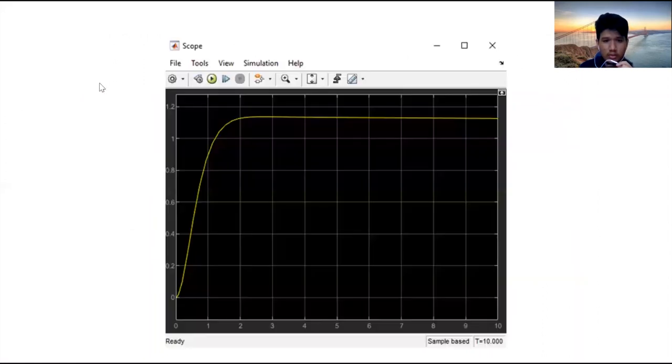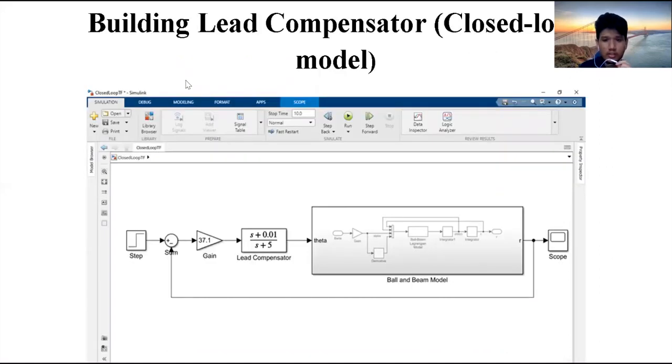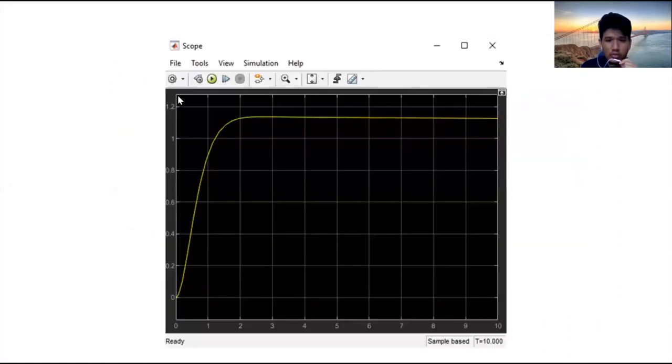So the output of the ball and beam model is linked to the negative input of the sum block, while the positive input of the sum block is connected to the step block, and then save this file as closed loop tf.slx. Through a double click on the scope block, the answer will show. Okay, I think that's all from me.